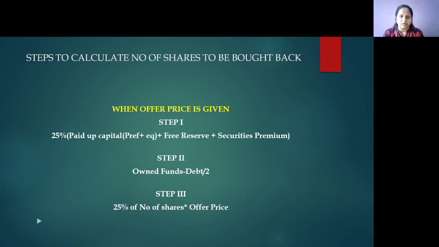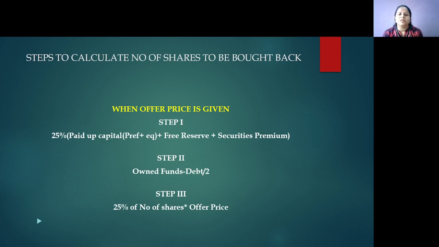So own funds, meaning your own funds, proprietor funds. How will you get it? Simple. The bracket which we calculated in step 1. Before calculating 25%, whatever bracket you have calculated, the total amount of paid up capital plus free reserves plus security premium, that is your own funds.